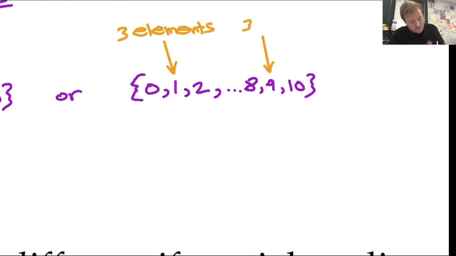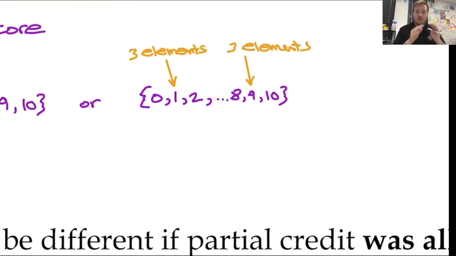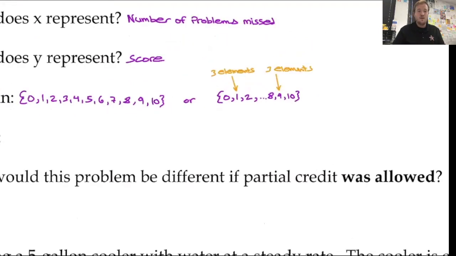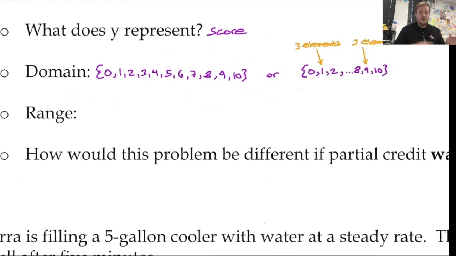And at the end, you have to write 3 elements. And then the rest of them in the middle, you can just represent using an ellipsis. So you have to have 3 in the beginning, 3 in the end.